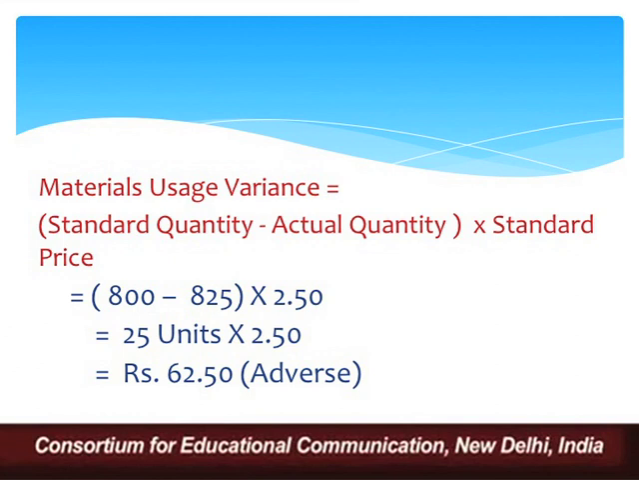So my dear students, try to understand, my usage variance is also coming adverse. The reason is the actual quantity consumed is greater than that of the standard quantity. Since I am consuming a greater quantity of this particular material for producing this given output or this given product, I am consuming greater quantity as compared to the standard levels. That is why I would say that my usage variance is also coming adverse.